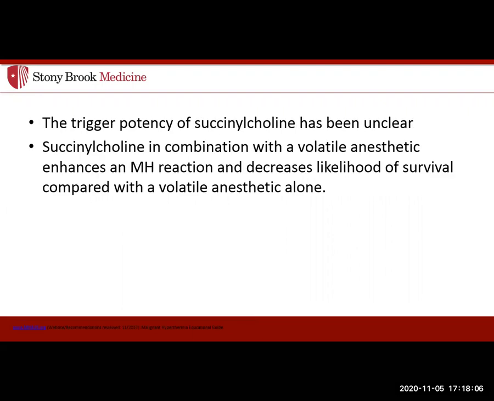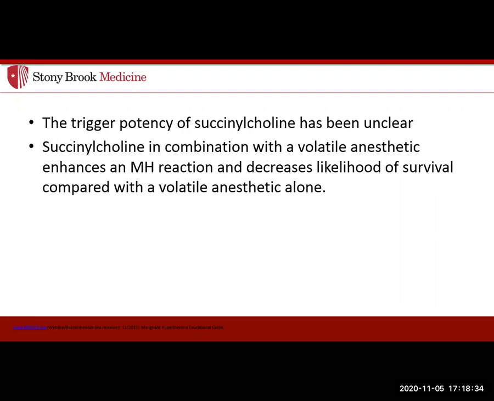So another medication that has been proven to cause malignant hyperthermia is succinylcholine, which is one of our depolarizing muscle relaxants, though the trigger potency of succinylcholine has been unclear. In the study I will talk about on the next slide, it actually shows that there's a relationship between the use of both succinylcholine and volatile anesthetics and the propensity for them to cause an MH reaction.